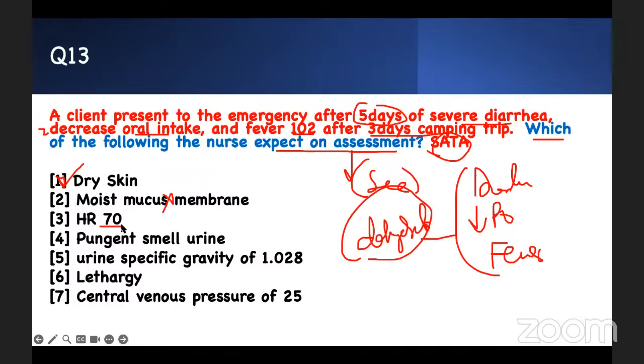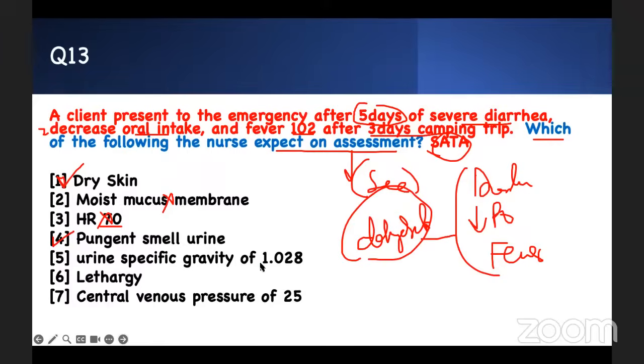Your heart rate 70? I've never seen that before. Your urine, how is it going to smell? Clear? Are you going to smell like water? Or something that will be stinging your nose? Does it smell good? Your urine? What do you guys think? How would the urine smell? Pungent.